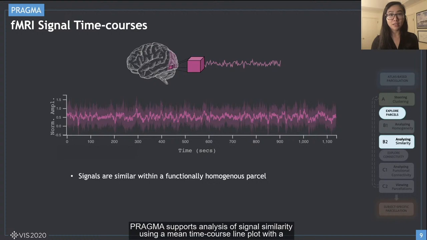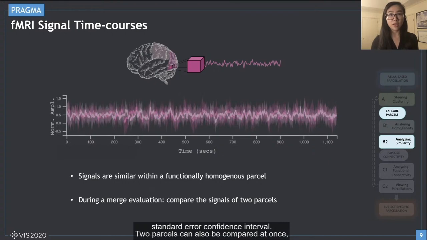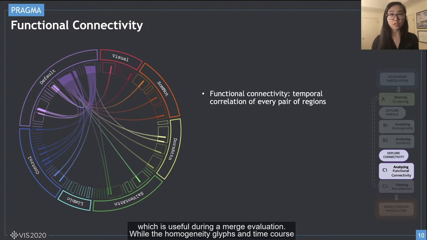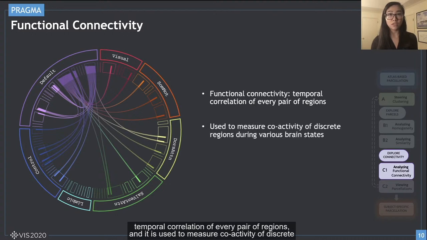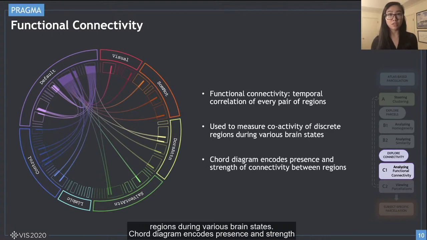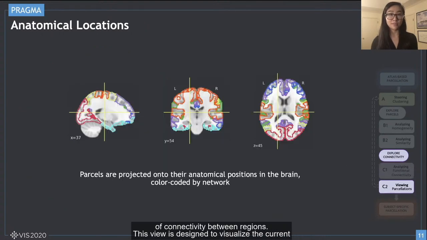Pragma supports analysis of signal similarity using a mean time course line plot with a standard error confidence interval. 2 parcels can also be compared at once, which is useful during a merge evaluation. While the homogeneity glyphs and the time course plot depict within parcel properties, this core diagram allows the user to assess the functional connectivity between parcels. Functional connectivity is defined as the temporal correlation of every pair of regions, and it is used to measure coactivity of discrete regions during various brain states. The core diagram encodes the presence and strength of connectivity between regions.